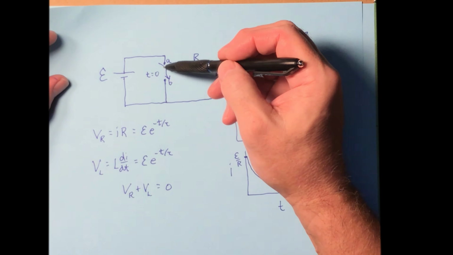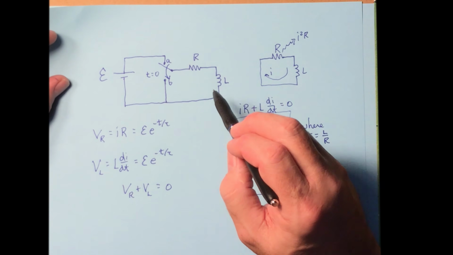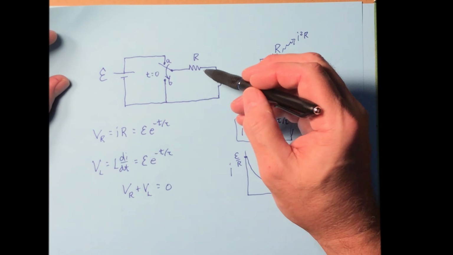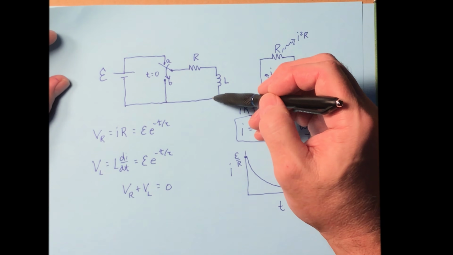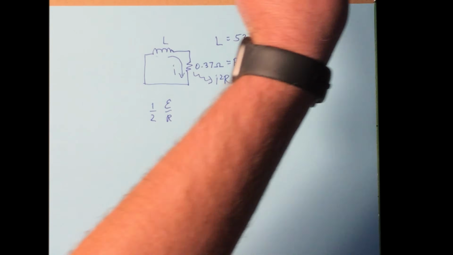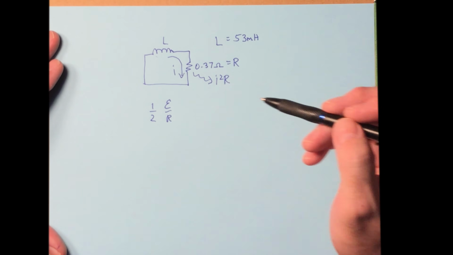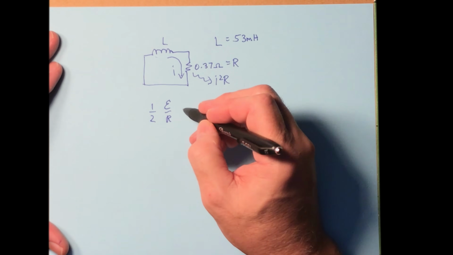Remember, before t equals 0, we had that nice steady current flowing through here. That was the equilibrium position. It is not 0 as the equilibrium position. It is whatever that initial current through here was. All right? So the equilibrium current in that case is just E over R. And that's half of it.